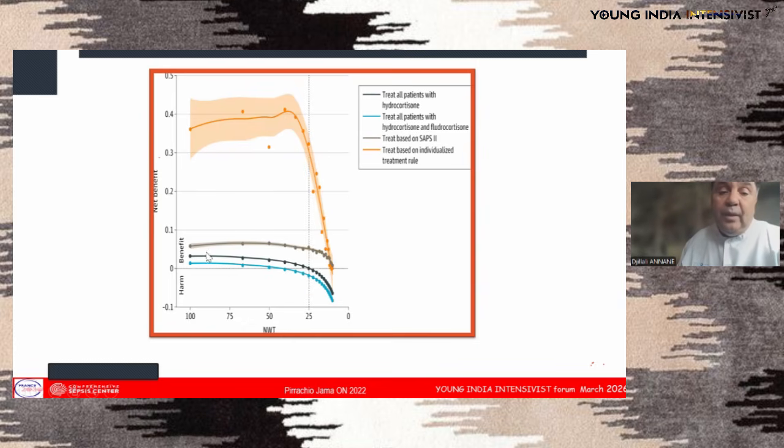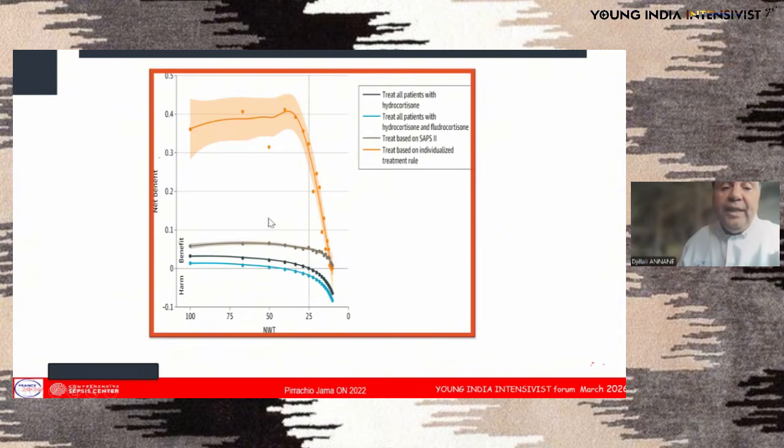That is all conventional analysis of whether one treats all patients with hydrocortisone, in black, or whether one treats patients based on SAPS-2 at baseline, in gray, or whether one treats all patients with hydrocortisone and fludrocortisone. So one can see that there is a benefit, but you need to treat many patients, and in many scenarios here, it's not very convincing in terms of patients we wish to treat to get benefit, not harm.